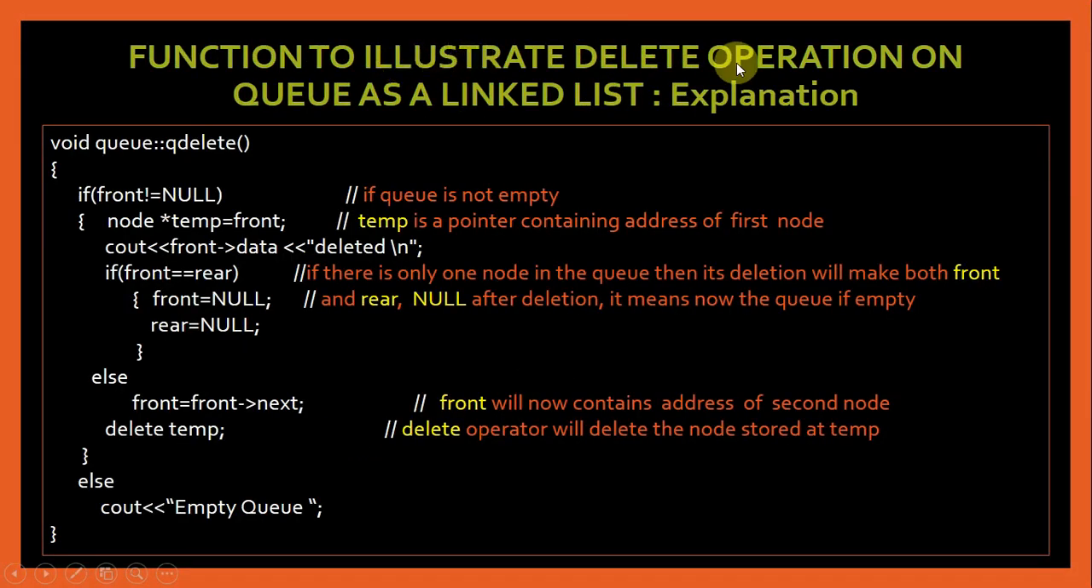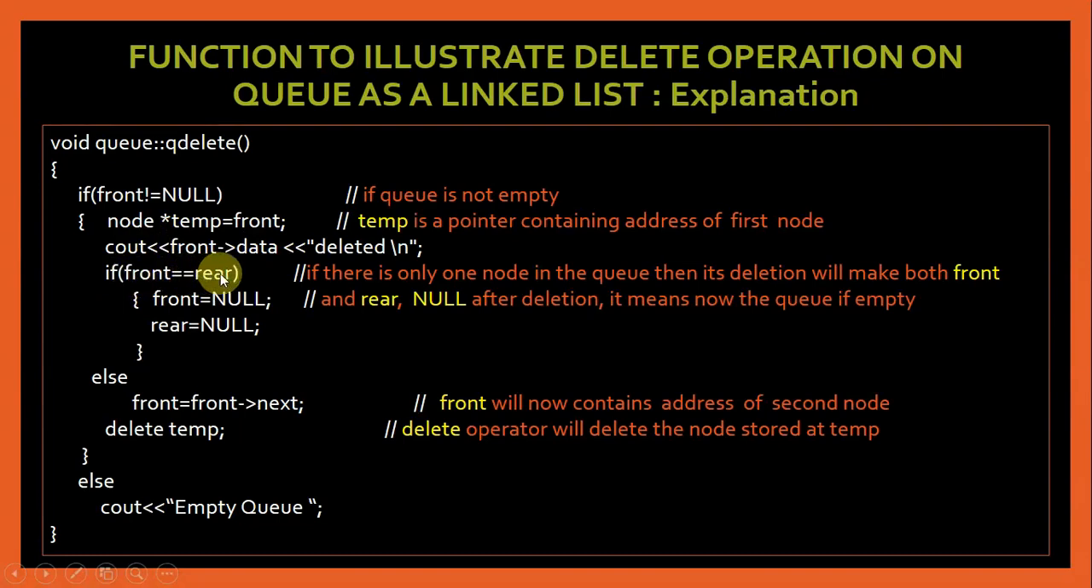Now let us see the delete operation. In the delete operation, I will check whether my front is null or not, because if my front is null, it indicates that my queue is empty and we cannot perform any deletion operation. So if front is not null, I will create a temporary pointer and store the address of front in it, the address which is stored in front in the variable temp. Then I will display the data which I am going to delete.